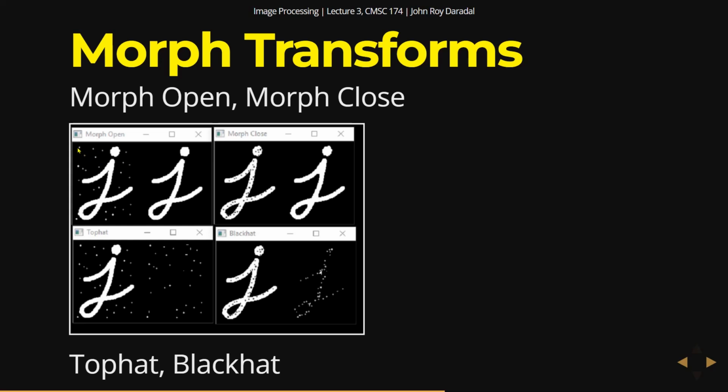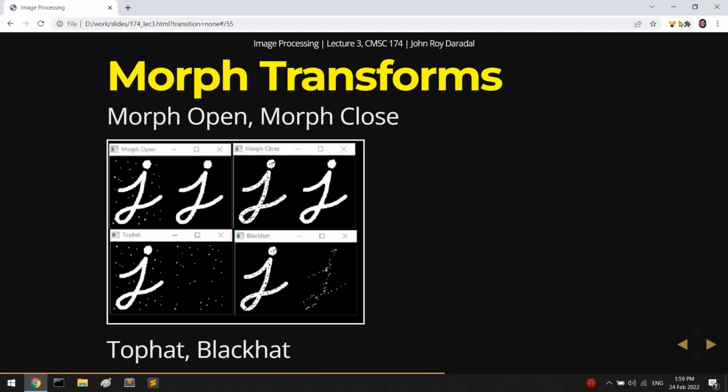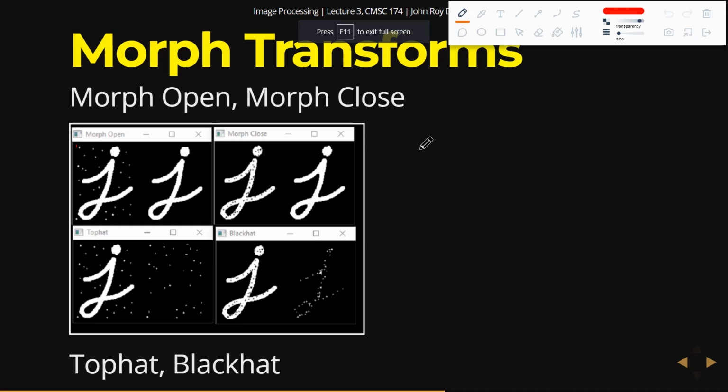So morph open is erosion and then dilation. Okay, so when you erode, all of these small white pixels here would be removed because they would be swallowed by the black neighbors, right? By erosion, we make these small white pixels disappear because they are surrounded by black pixels. So when we erode, all of them will disappear, but we will also make the original J skinnier. So that's why we follow it up with a dilation, because this time those salt and pepper noise are removed, and when we dilate, we just bring the original image back to its original size, right?